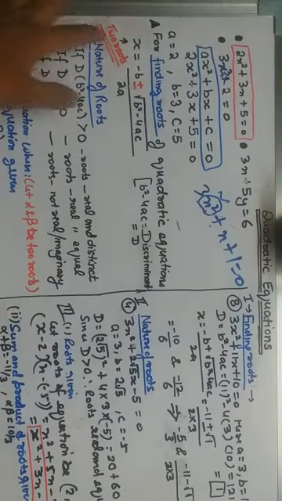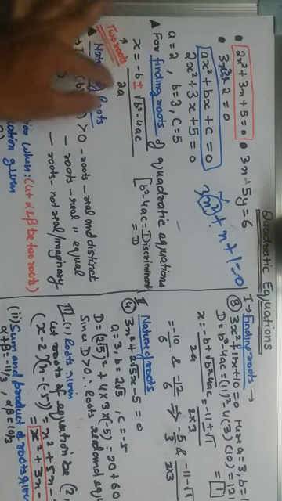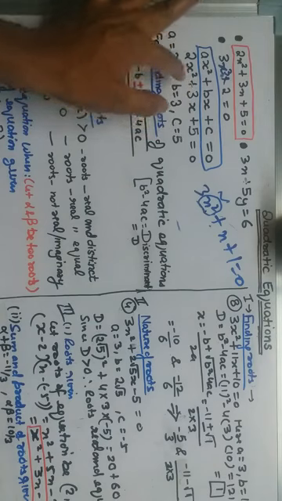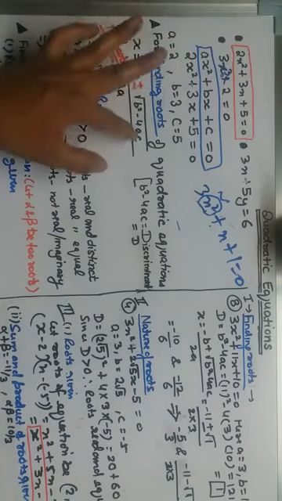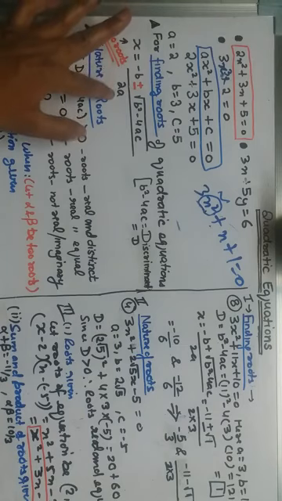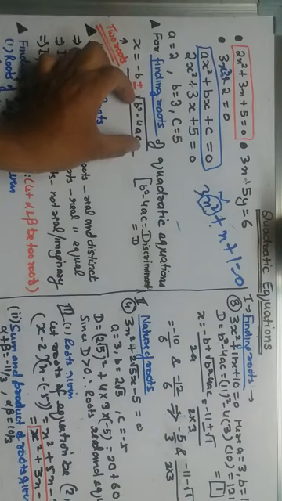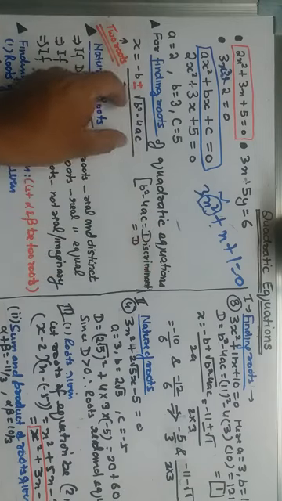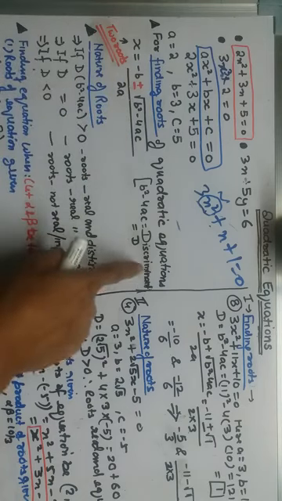How to find them? The formula to find the roots is x equals minus b plus minus the square root of b square minus 4ac, upon 2a. What is b here? b is the coefficient of x, a is the coefficient of x square, and c is the third term without x, upon 2 into a. This is the formula. Out of this formula, the portion inside the root, b square minus 4ac, is also called the discriminant.